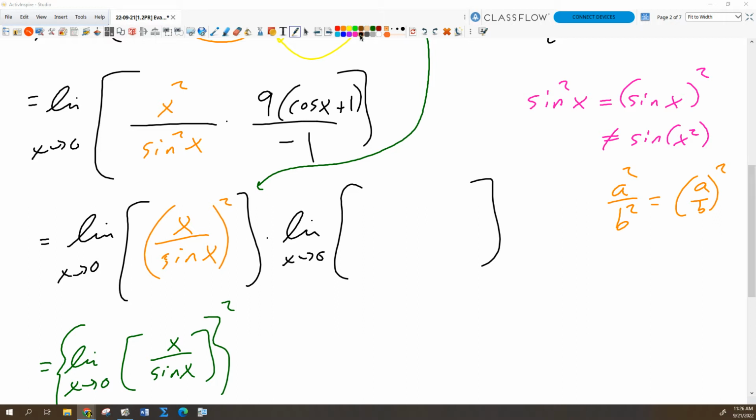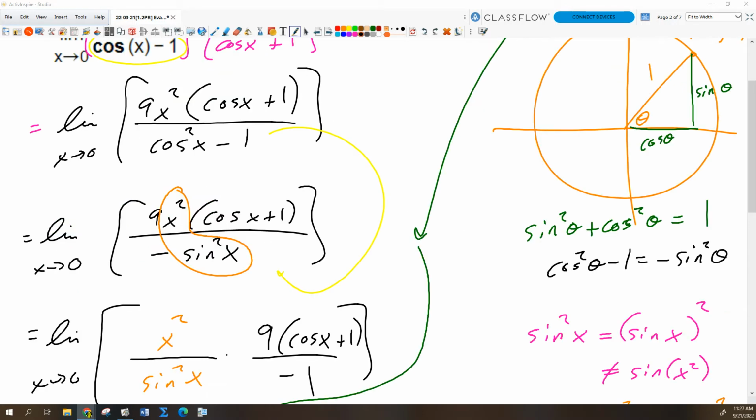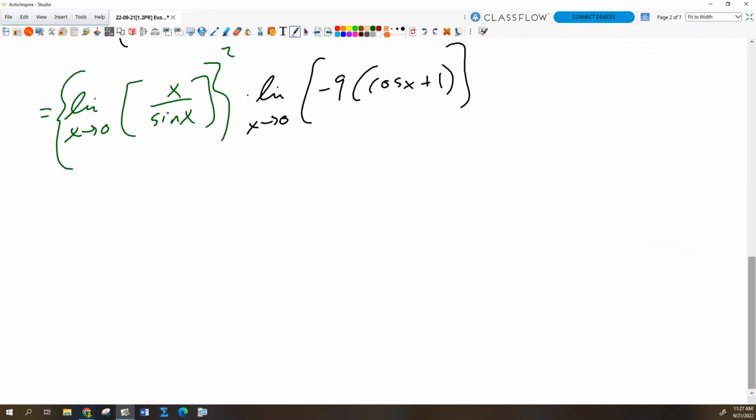Okay, so the other part, well, let's just pull that negative up to the top. Multiply top and bottom by -1, so we get 1 on the bottom. So then that just becomes a -9 times the quantity cosine x plus 1, right? And now we got answers, right? Now we can evaluate these limits and be done with this problem.